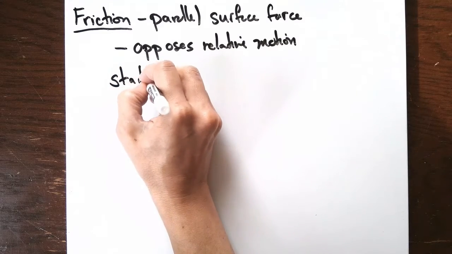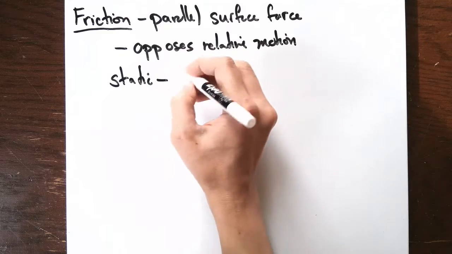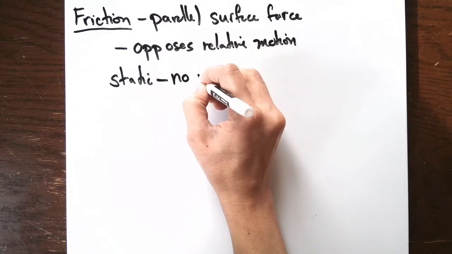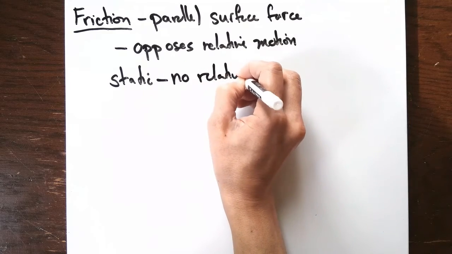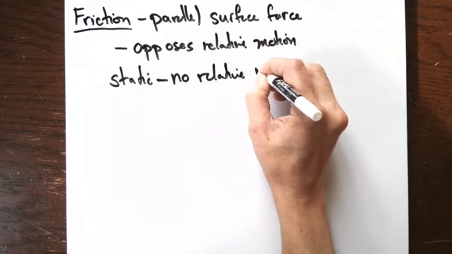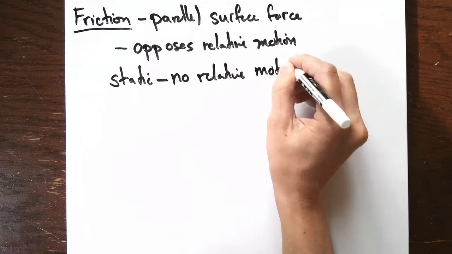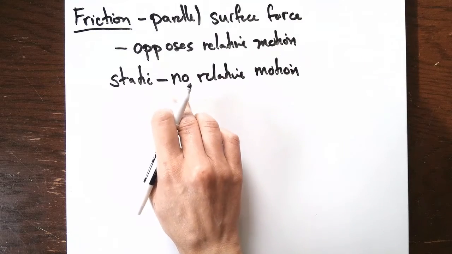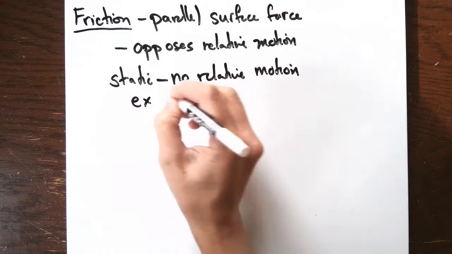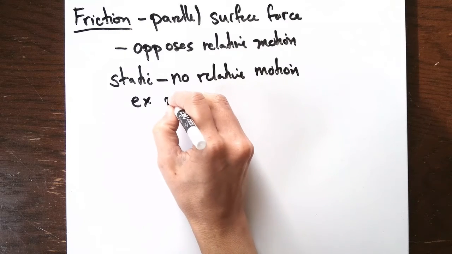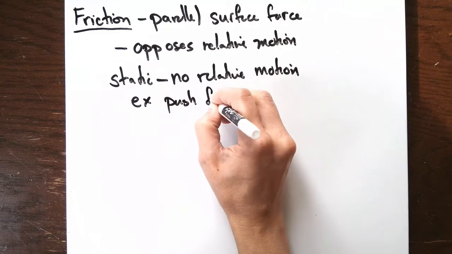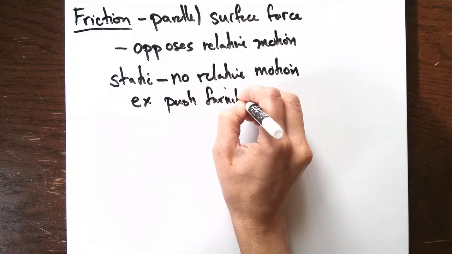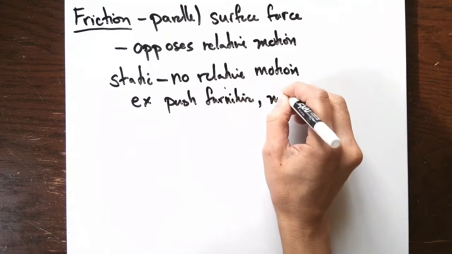There's static, and static means still, and that means there isn't any relative motion. And in that case, the friction force is opposing the relative motion so well that it's actually stopped it. It's kept it from happening. So an example of this would be if you are pushing a piece of furniture and it's not moving.